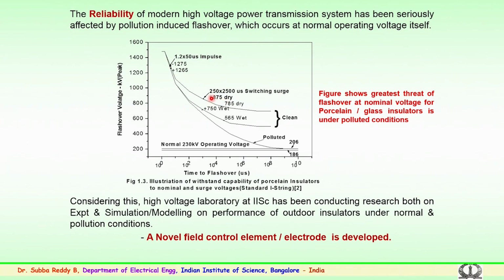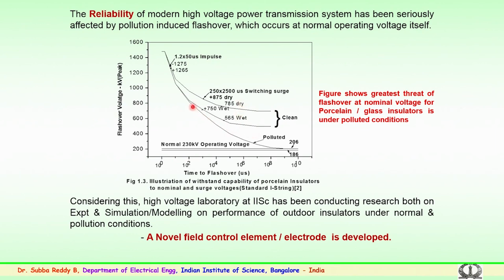Then coming back to switching surges, which are because of the opening and closing of the circuit breakers. The switching impulses are typically of 250 by 2500 microseconds duration. Switching surges will normally be of magnitude somewhere around 875 kV in dry and 750 kV in wet conditions. So, the 230 kV insulator string normally undergoes lightning impulse and switching impulse voltage levels, both for dry and wet conditions, without any problems.